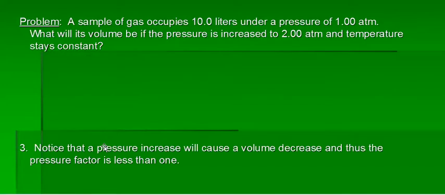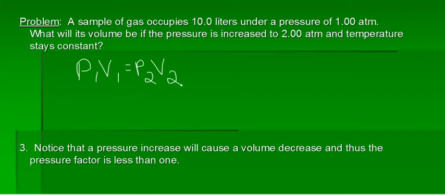So when you have a Boyle's law problem, it will say something about what happens to the volume if the pressure is changed. Let's look at this example right here. A sample of gas occupies 10 liters at a pressure of 1 atmosphere. What will its volume be if the pressure is increased to 2 atmospheres? Now it's important that the temperature stays constant in Boyle's law because temperature is not in the equation.